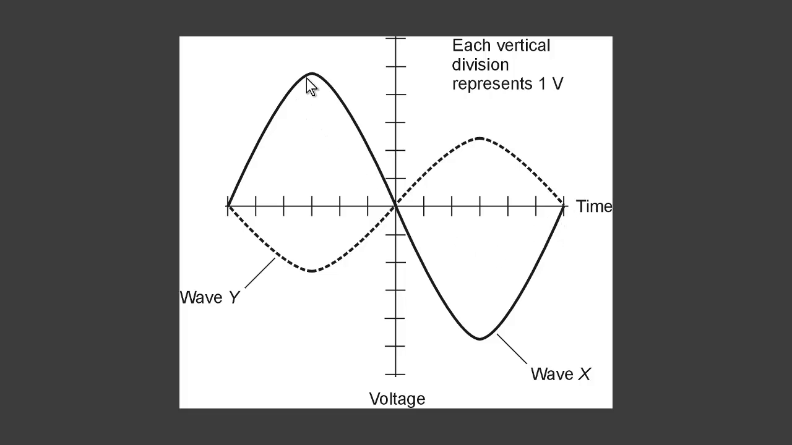The positive peak of the composite will coincide with the positive peak of the stronger of the two waves. The negative peak of the composite will coincide with the negative peak of the stronger of the two waves, and that's wave X. So here what's basically happening is wave Y is taking away from wave X.